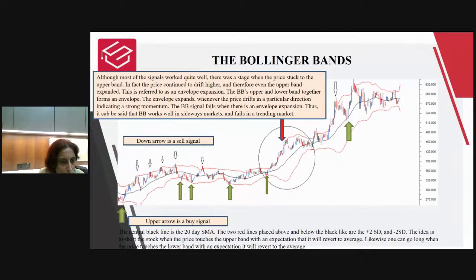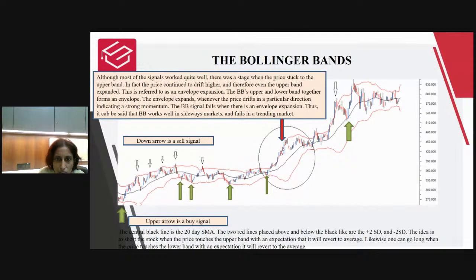The moment you sold, at this particular region, you must be having a sigh of relief. Why? Because immediately after that, the prices have come down. So most of the time, this indicates well in terms of buying and selling. But however, there might be a higher drift which might follow. Although most of the signals worked quite well, there is a stage when the price stuck to the upper band, as in this case, and after that the price continued to drift, and therefore even the upper band expanded as well.